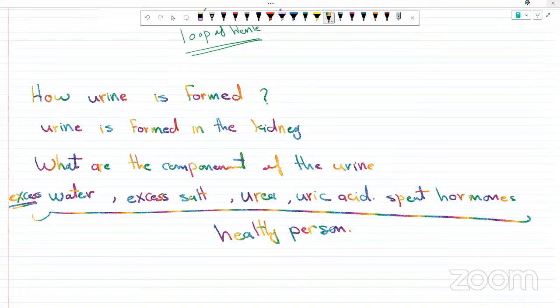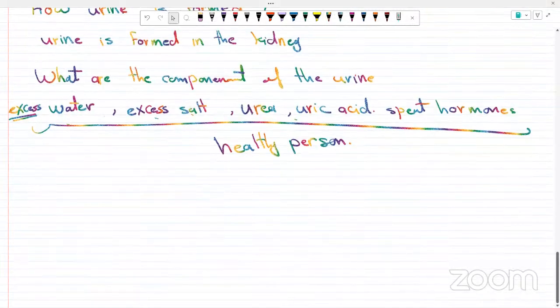Is it clear? Urea, excess water, excess salts, all found in the blood. How can we take these components from the blood and leave the red blood cells, white blood cells, and the platelets? If I would like to separate this type of mixture, which has particles of different sizes, we will use a process called filtration.